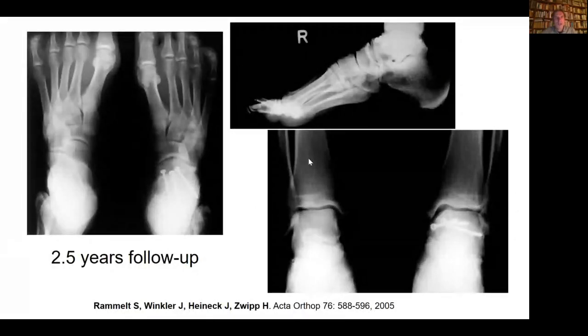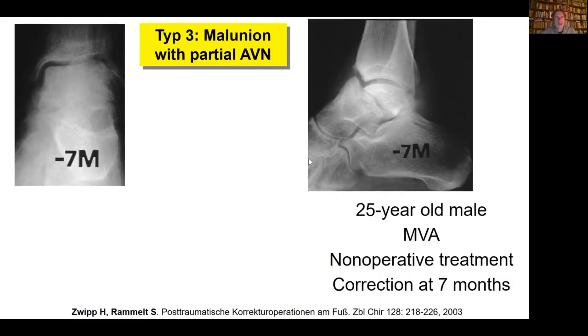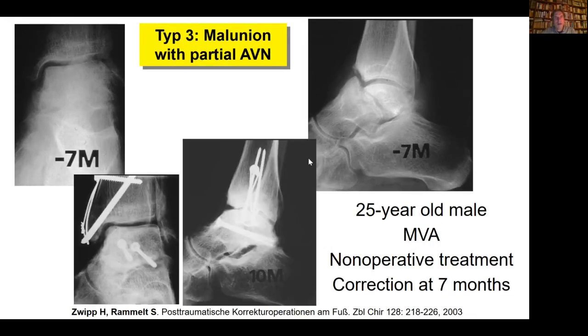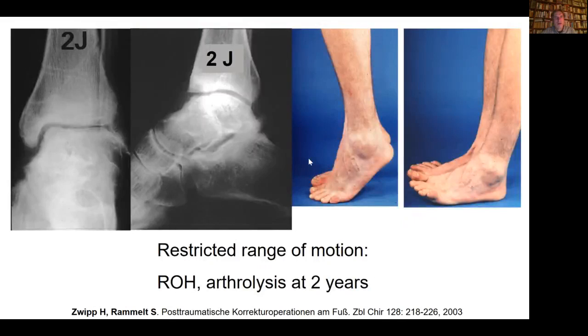So this is him 2.5 years later. The arthritis of the ankle has not gone, but on the other hand, it hasn't progressed at that time, and there was no sign of avascular necrosis. Here we can see a patient that was completely neglected with a displaced fracture. You can see the step off again in the ankle and subtalar joint. At 7 months, he was corrected via osteotomy. He presented 2 years later with osteophytes, so with anterior ankle arthritis.